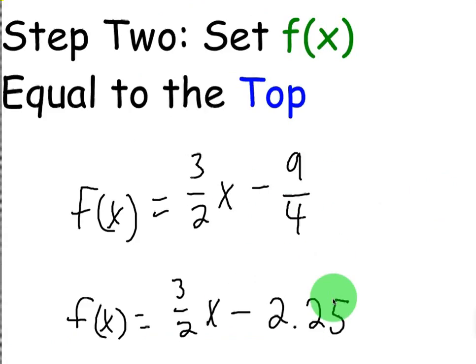And you don't have to convert it to a decimal, but that's what it would be. 9 over 4 is a decimal. So you can just put this, or like I said, you can just put y equals, and that will be your slant asymptote.